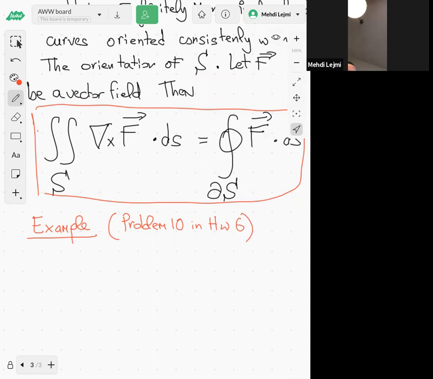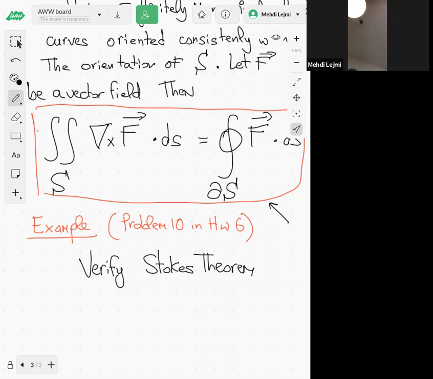Okay, so we need to verify Stokes' theorem. So what do I mean by verify Stokes' theorem? I have to evaluate both sides of the formula here, right? And we need to check if they are equal or not. Okay, so by the theorem, of course, they need to be equal.